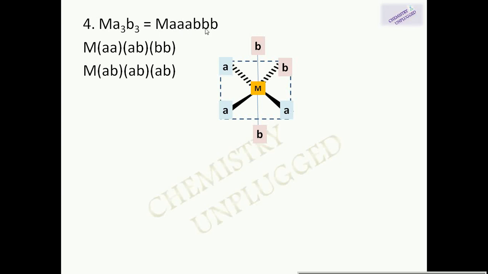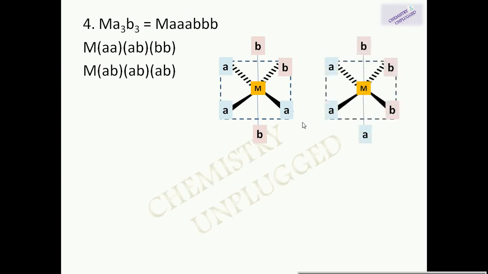All 3A can combine with these 3B. So what is MAAAB, AB, AB? And this type of geometry is trans or mer. This type of geometry is cis or fac. Here we are using new terms, mer and fac. Mer means when same type of ligands occupy one plane of an octahedron. These three are in one plane.